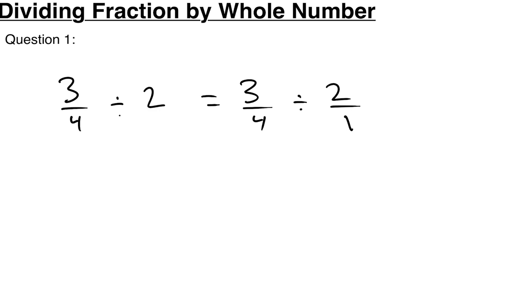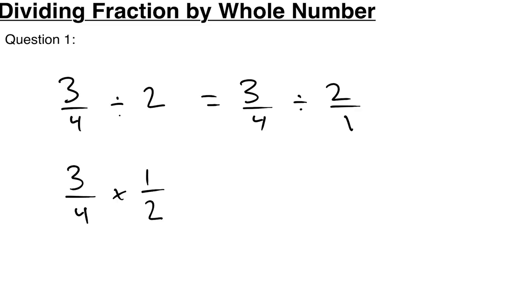So I want you to remember the keep, change, flip rule. You're going to keep the first fraction the same, you're going to change the division into multiplication, and then you're going to flip the second fraction. So 3 over 4 divided by 2 over 1 is the same thing. When you do keep, change, flip, it's going to be 3 over 4 times 1 over 2.